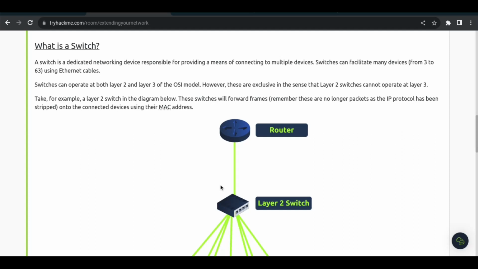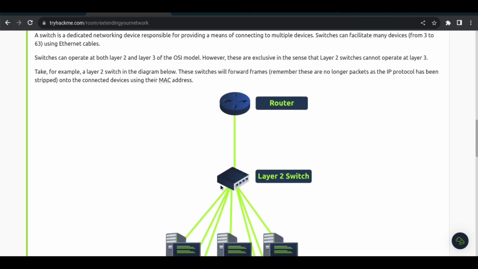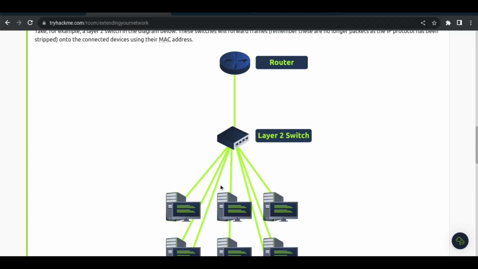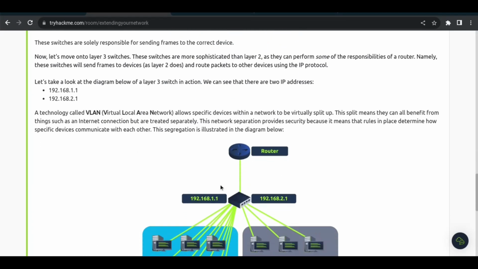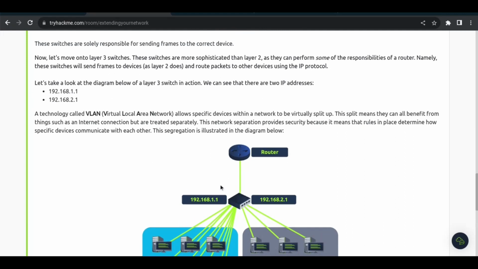Take for example a layer 2 switch in the diagram below. These switches will forward frames. Remember, these are no longer packets as the IP protocol has been stripped, and frames are forwarded onto the connected device using MAC address. Layer 2 switches are solely responsible for sending frames to the correct device.